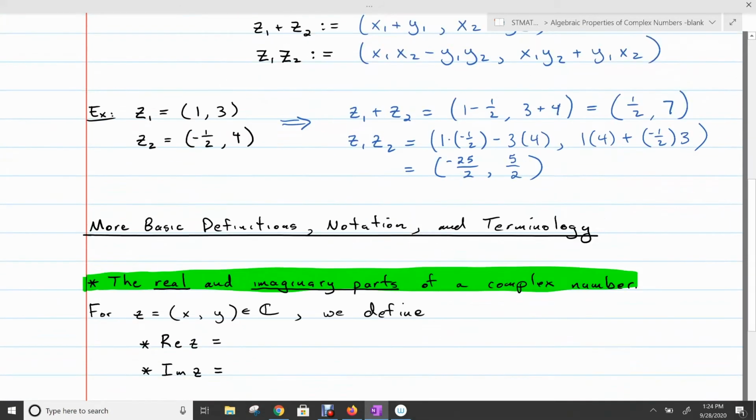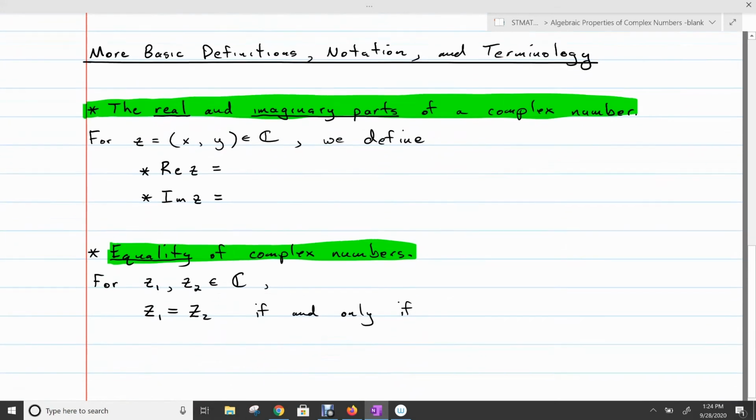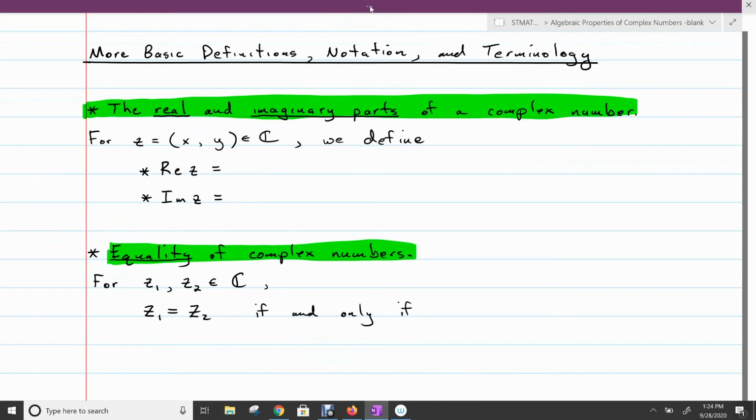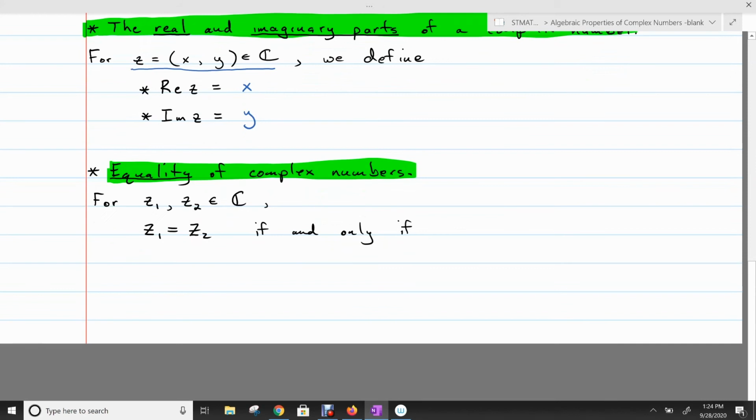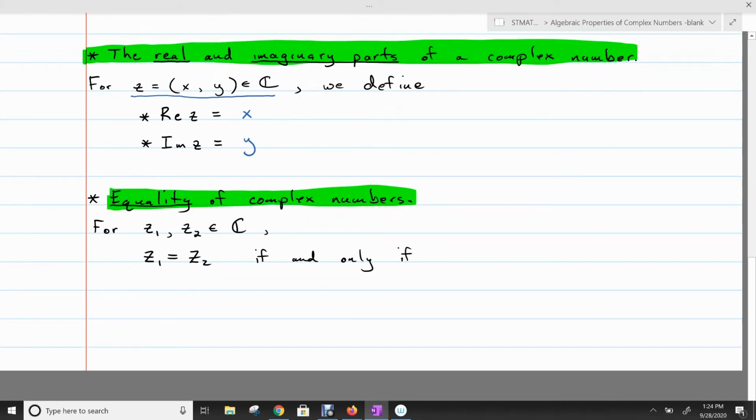Little pun there. A few basic definitions, notation and terminology here. First thing, we want to talk about the real and imaginary parts of a complex number. The real part of a complex number is just that first component. So if z is (x, y), then the real part of z is just x, and the imaginary part of z is y.